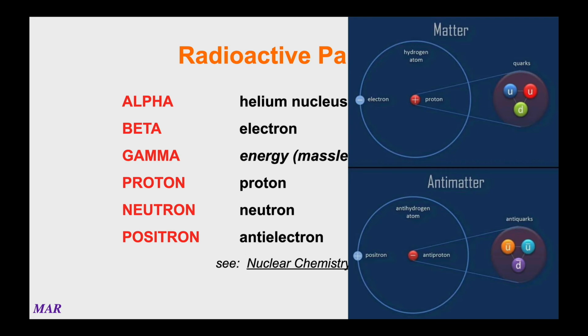Well, antimatter, you would literally have hydrogen atoms. And instead of the electron, you'd have a positron, because a positron is an anti-electron. And instead of a proton, you'd have an antiproton. And you can see inside there, there's antiquarks in the antiproton, making up the anti-hydrogen atom.